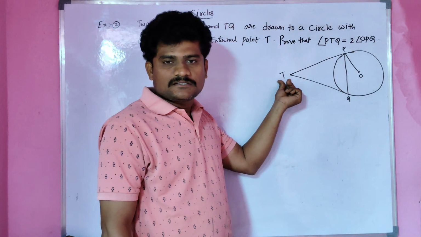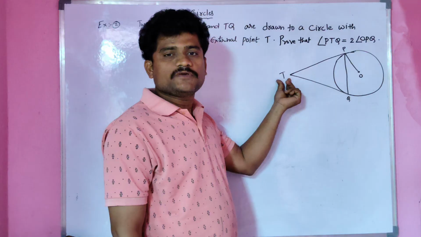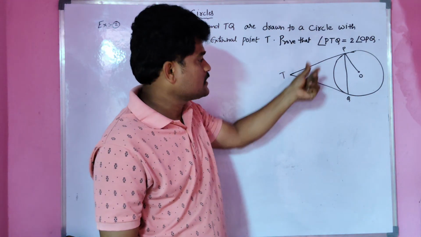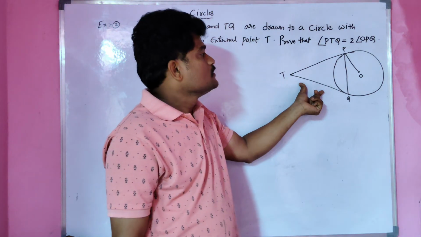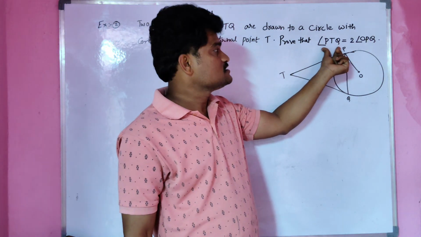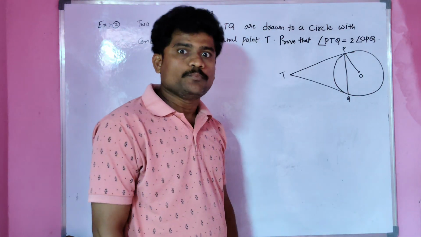This is an external point. From T onwards, we have two tangents. One tangent is PT, another tangent is TQ. So what we need to prove in this question is angle PTQ is equal to 2 times angle OPQ.